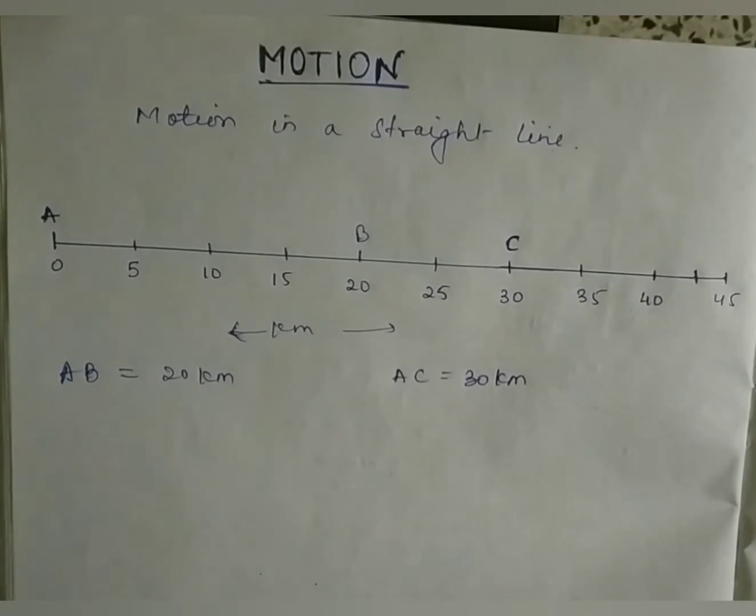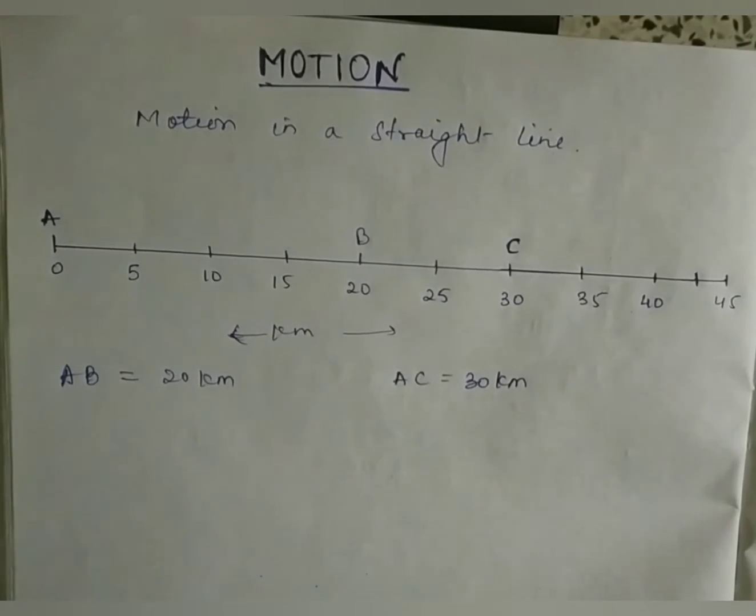Distance is the actual path traveled by an object from its starting point to its final point, and displacement is defined as the shortest distance between the initial point and the final point, the initial position and the final position of an object. Now let us try to understand these two terms with the help of an example.